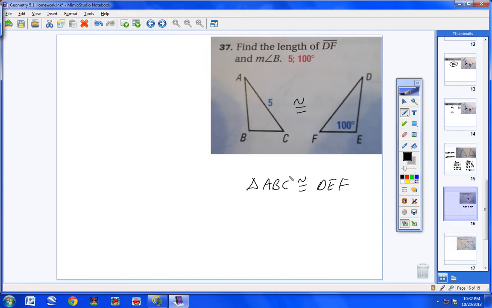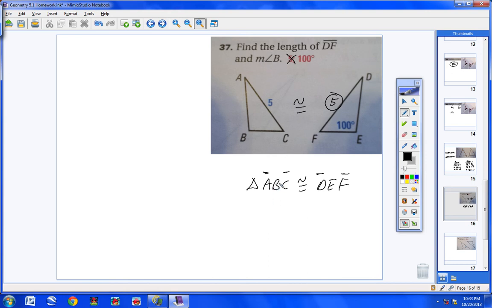So here's our given right here, and we're trying to find the length of DF. Now notice here's D and here's F. That means DF corresponds with side AC. Well, here's AC. It's 5, so then we know that DF also has to be 5. And I know the answers are here in front of you, but we need to know why they are what they are. Next, they're asking us to find the measure of angle B.